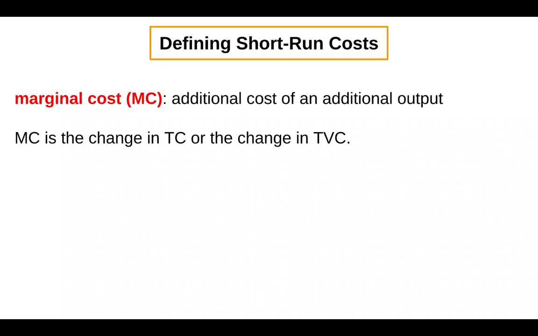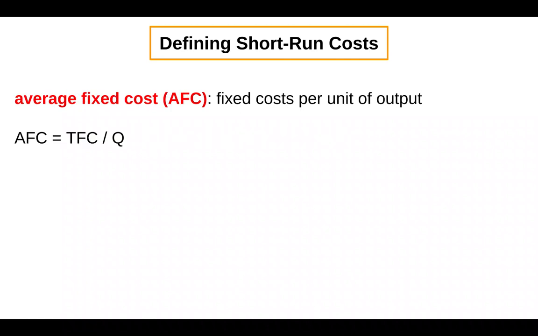So, as a firm, firms tend to think on the margin. They think about that next unit they're going to produce and whether that's going to cost them more than the money they're going to generate by selling it. And then we've got our averages. Average fixed cost is your fixed cost per unit of output. So we'll take our total fixed cost divided by Q to get your average fixed cost.